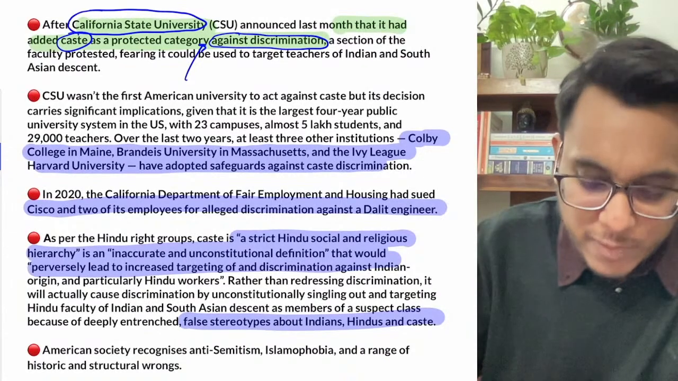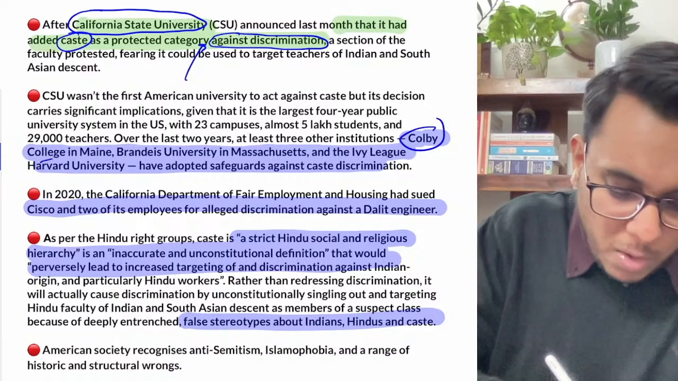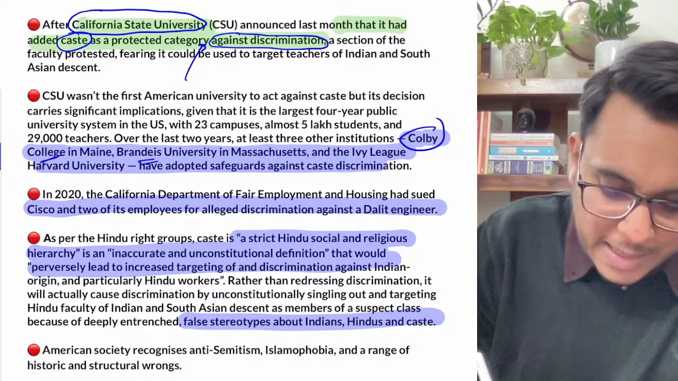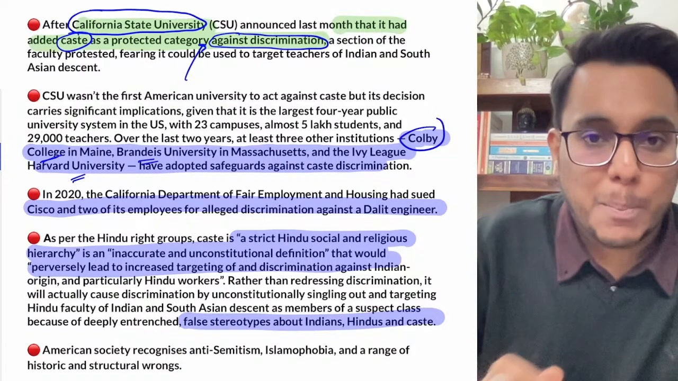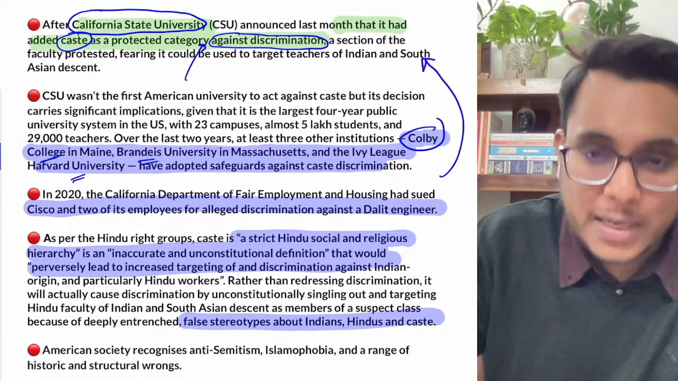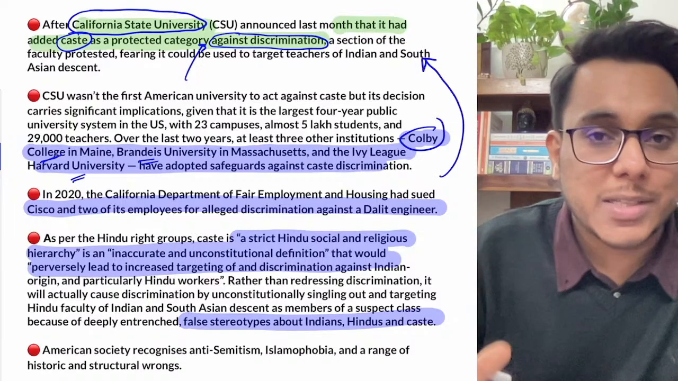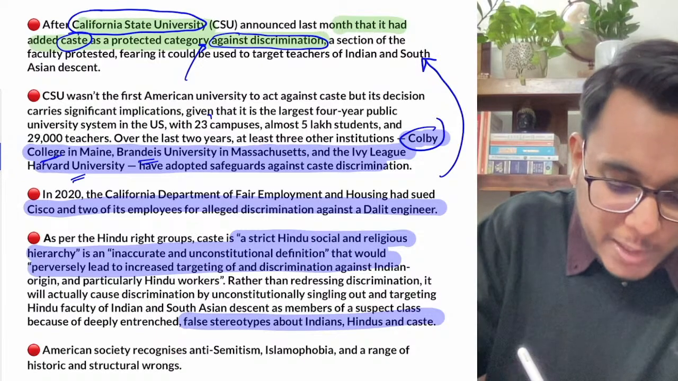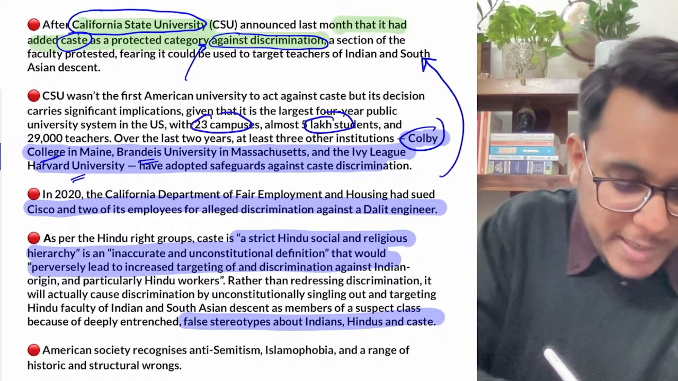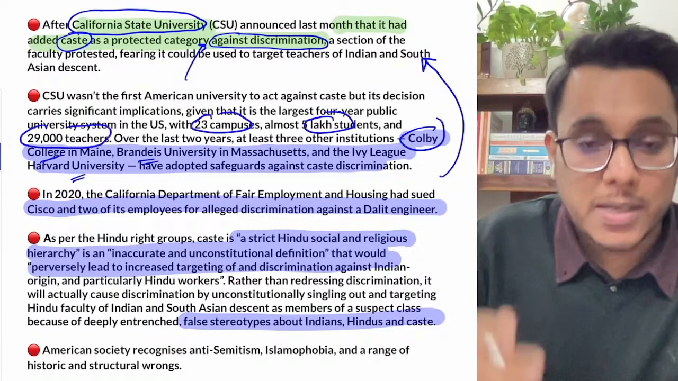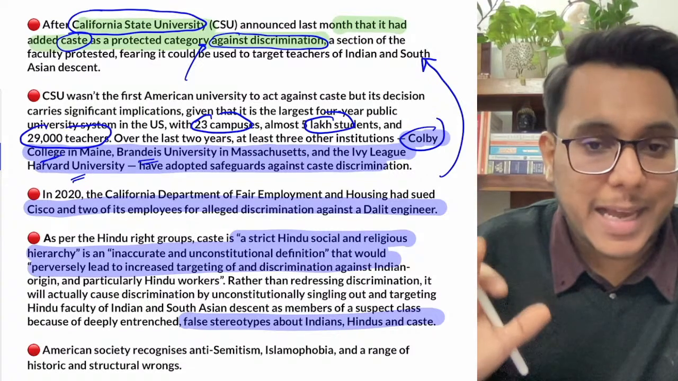Now guys, this is not the first time that caste as a discrimination ground has been added. In other universities also, such as Colby College, Brandeis University, and Harvard University, it is there. But California State University is the biggest university in the USA, having more than 23 campuses, 5 lakh students, and 29,000 teachers. So this is something which has happened.